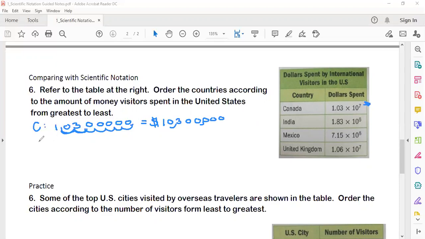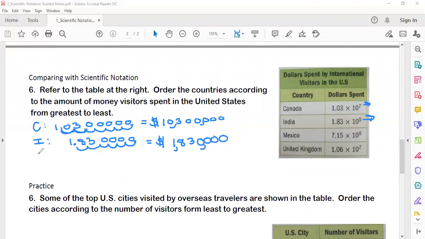All right, let's see how much people from India spend. Well, India is 1.83 times 10 to the 6th. So 10 to the 6th means I'm going 6 to the right. So 1, 2, 3, 4, 5, 6. I'll put the decimal back here and fill in these spots. So now I've got this lovely large number. So that is $1,830,000 spent from people in India.